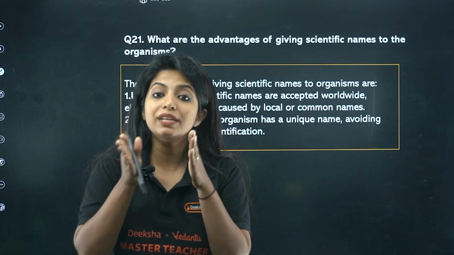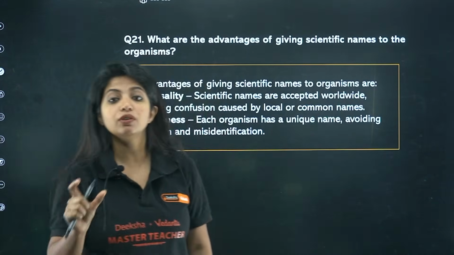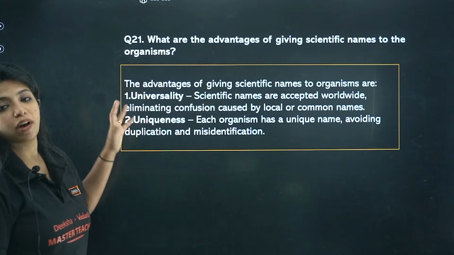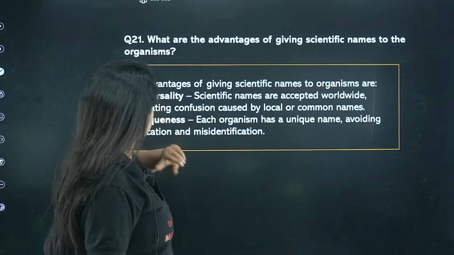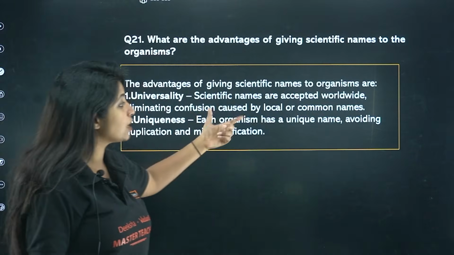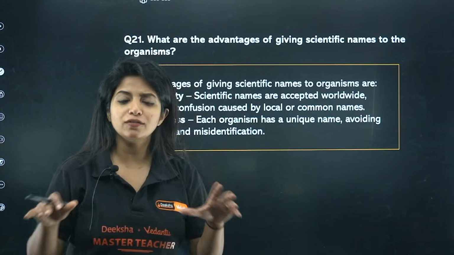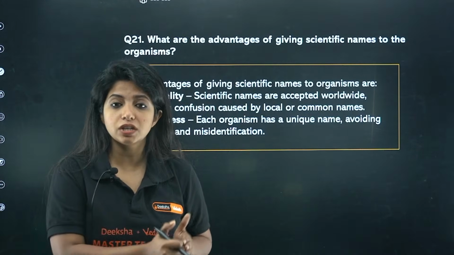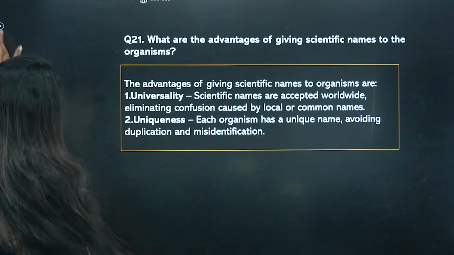So for maintaining uniqueness, remember, scientific names are not repeated. Scientific names are unique names given to certain organisms. So for maintaining universality and also uniqueness, you are giving scientific names to the organism. Scientific names are accepted worldwide, eliminating confusion caused by local or common names. Uniqueness: each organism has a unique name, avoiding duplication and misidentification. Now all of this I explained to you in a jocular way, but that is not exactly how it works in terms of research as well as development, which is why there is too much specificity that is needed. Okay, now next question.